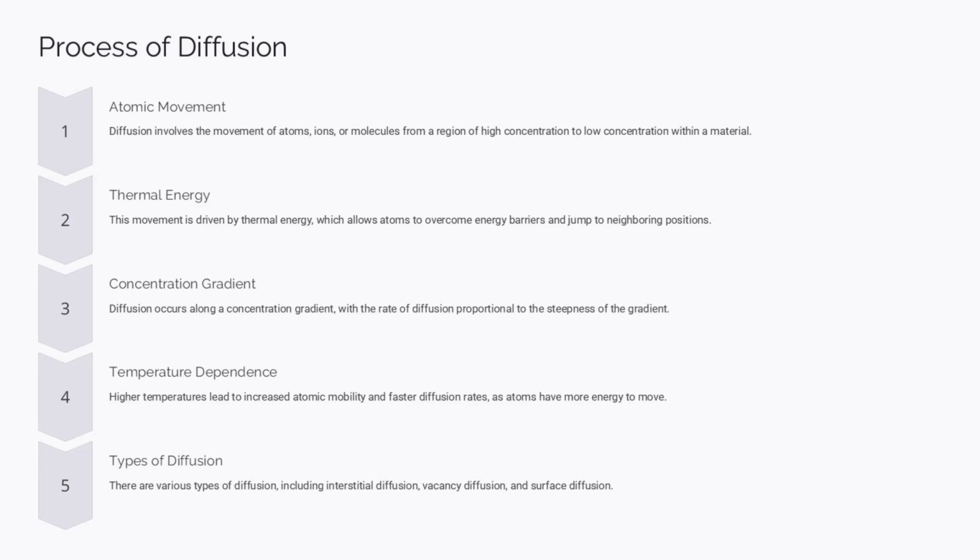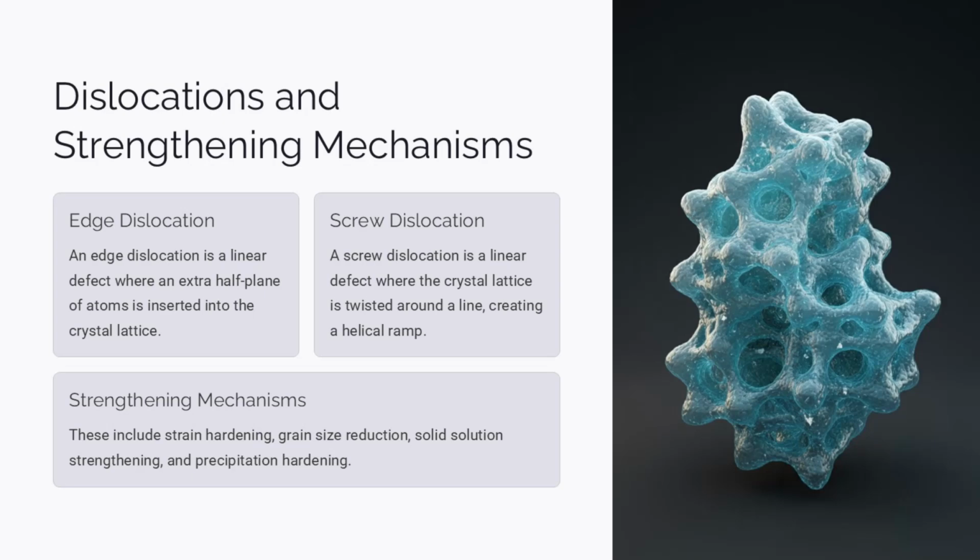Higher temperatures lead to increased atomic mobility and faster diffusion rates, as atoms have more energy to move. There are various types of diffusion, including interstitial diffusion, vacancy diffusion, and surface diffusion. The image on this slide shows a 3D model of a crystal lattice with two types of dislocations highlighted, an edge dislocation and a screw dislocation.